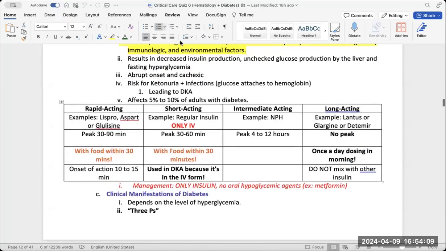So once again, like I said, type 1 is abrupt, less than 30, right? It's typically an autoimmune problem and they do not create insulin. So that puts them at risk for DKA. It does have a familial and genetic predisposition, just like type 2.